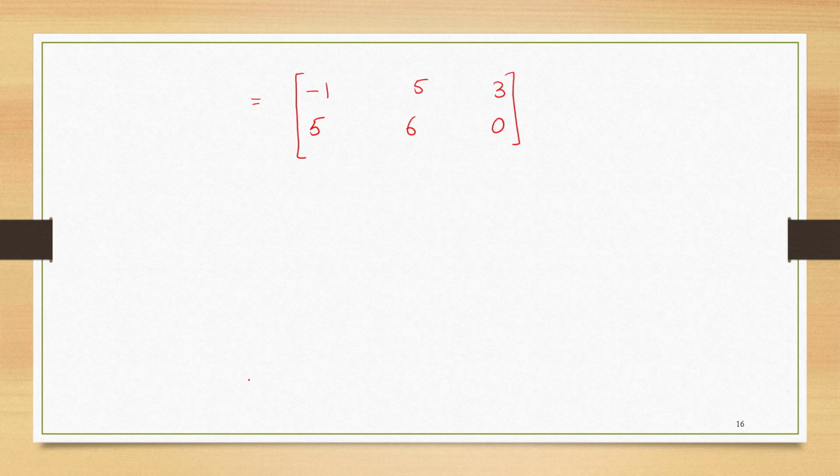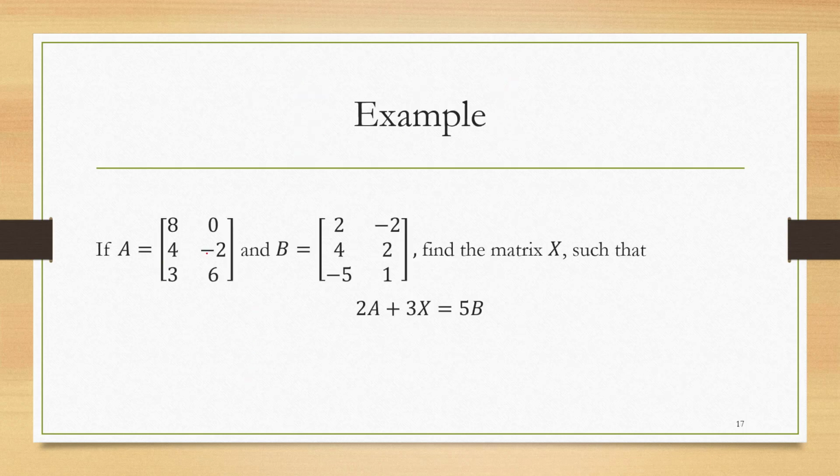Let's have another example. If A is given to be this 3 by 2 matrix and B is given to be this 3 by 2 matrix, their orders are same. So find the matrix X such that 2A plus 3X is equal to 5B. So let's see, the equation is 2A plus 3X is equal to 5B. Applying the simple arithmetic, we get 3X is equal to 5B minus 2A.